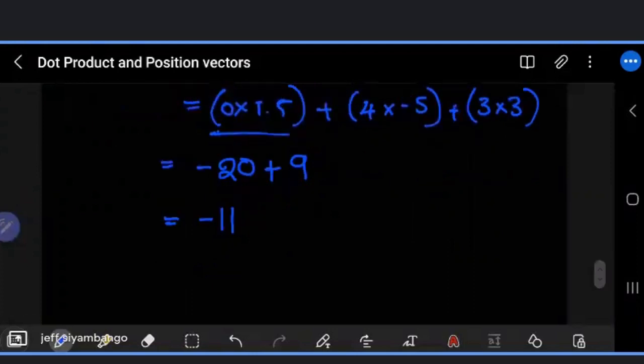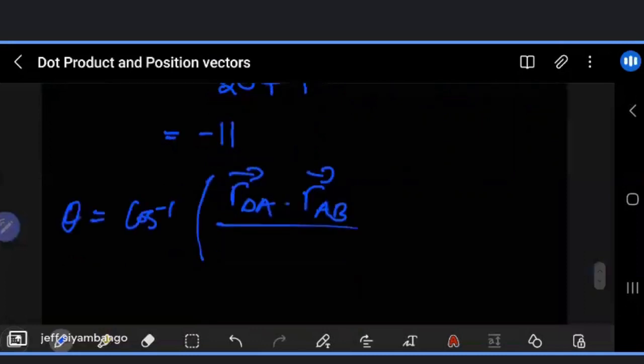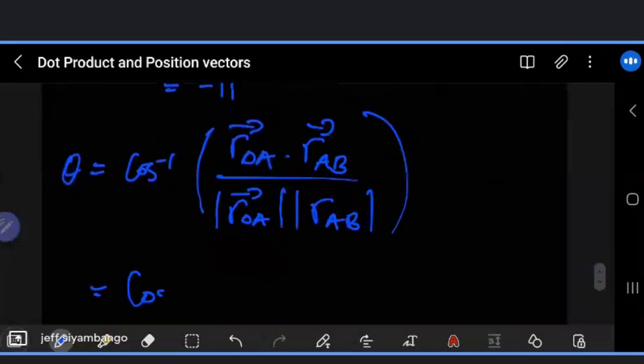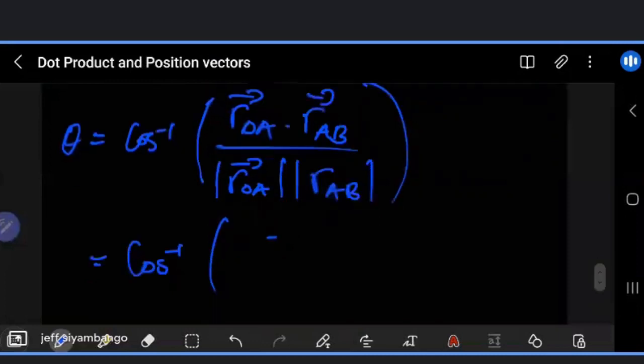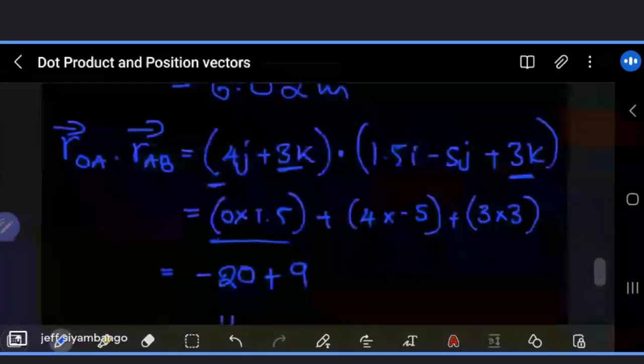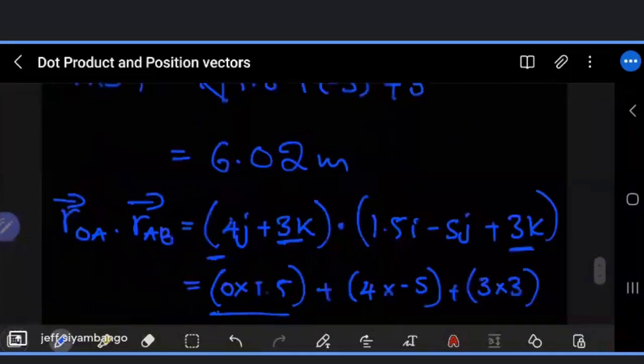Okay. So remember what we had? Theta was equal to cos inverse of the dot product ROA dot RAB, divided by the magnitudes. So I should be going through what I'm doing just in case. And then we have ROA, and then we have RAB. This is what we had. Now we know everything here. The dot product, remember we just ended up with minus 11. Now the magnitudes, the first one was a 5. So we have 5 here, times the second one, which was a 6.02.